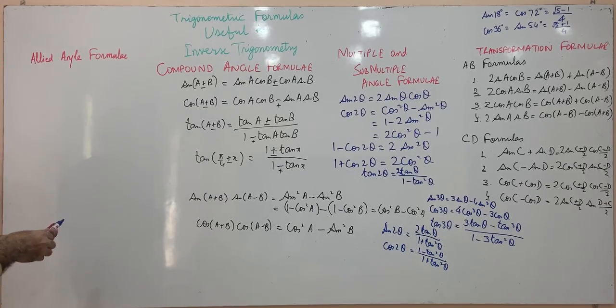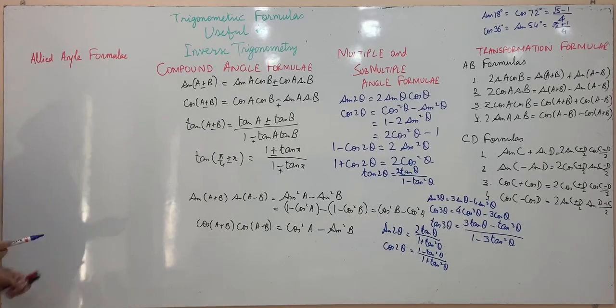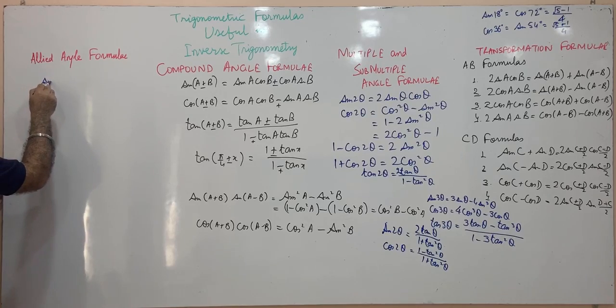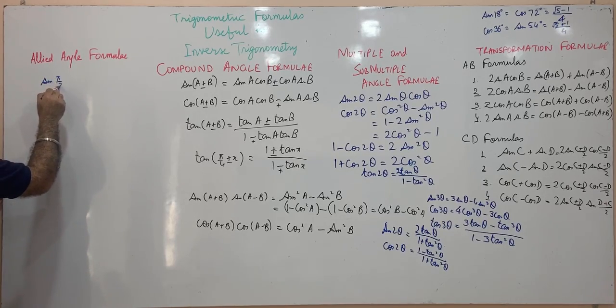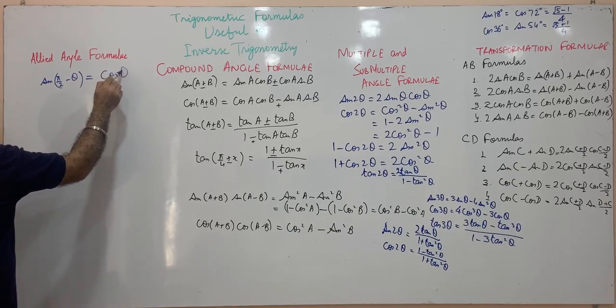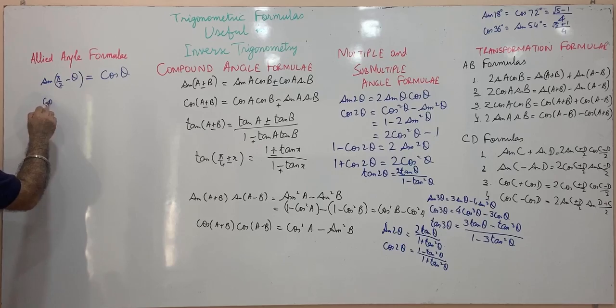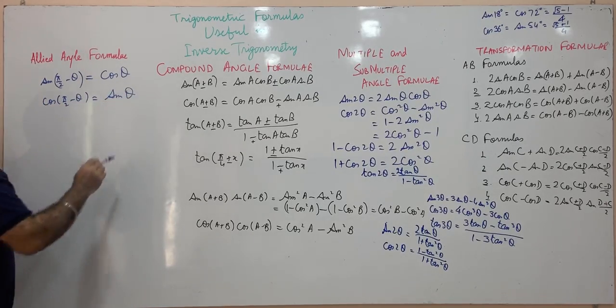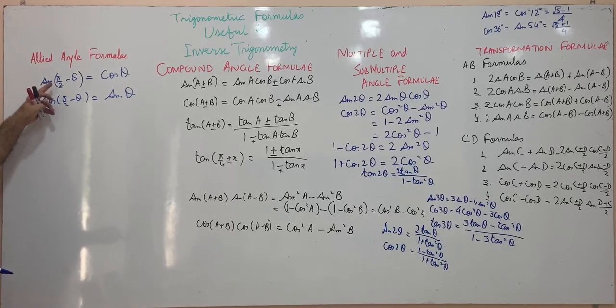And in right angle formulas, these are most frequently used. Sine of (pi by 2 minus theta) is equal to cos of theta. Similarly, cos of (pi by 2 minus theta) is sine theta. The basic rule is that if you have an odd multiple of pi by 2, that is pi by 2 into 1 or pi by 2 into 3, then this ratio changes.